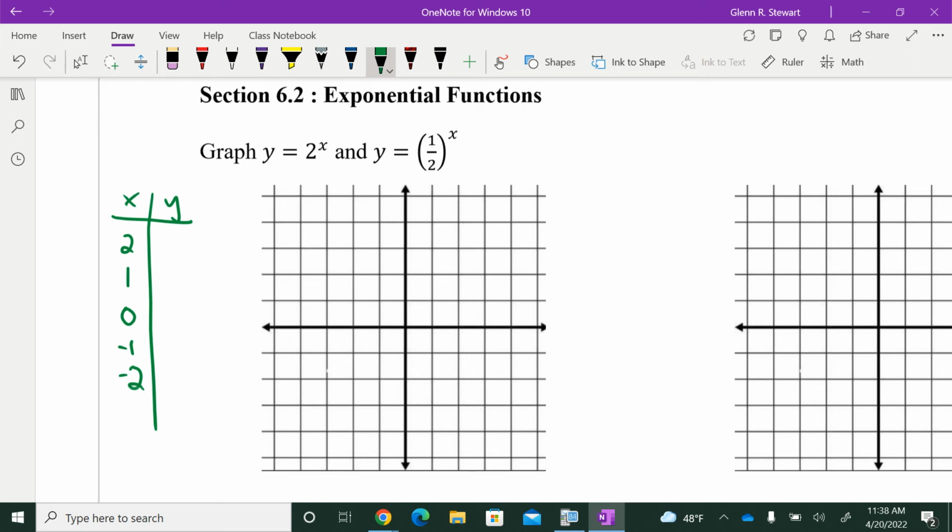All right, so if I graph y is equal to 2 to the x, now I'm putting in 2, so 2 squared gives me 4. 2 to the first is 2. 2 to the 0 power, anything to the 0 power is 1. And then 2 to the negative 1 is 1 over 2, which makes this 1 over 4. So let's go ahead and graph this.